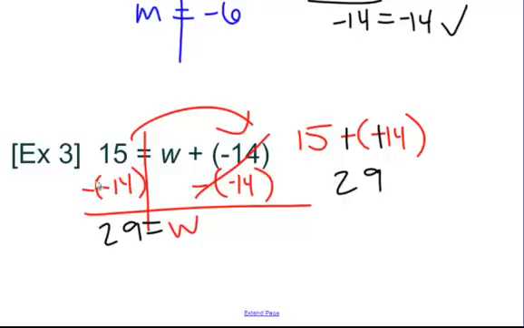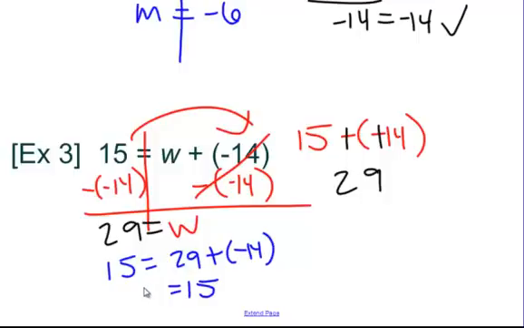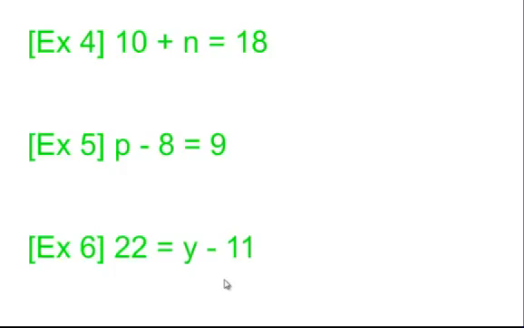You could have also done keep, change, opposite. Okay? All right, so w equals 29. So let's check ourselves. So let's put that in there. 15 equals 29 plus negative 14. Well, signs are different, so we subtract. 29 minus 14 is 15, and the higher number is positive, so it's positive. So 15 equals 15. That makes us happy. All right. Try these on your own.